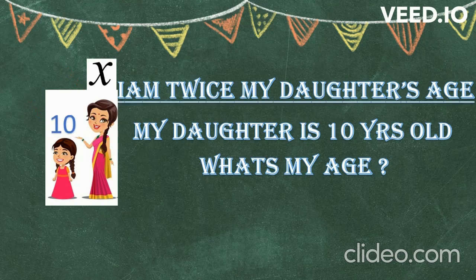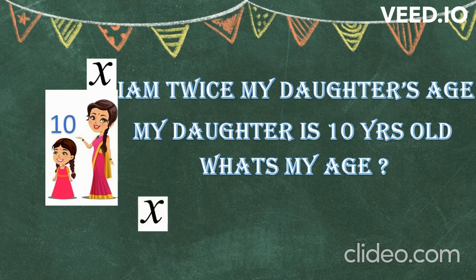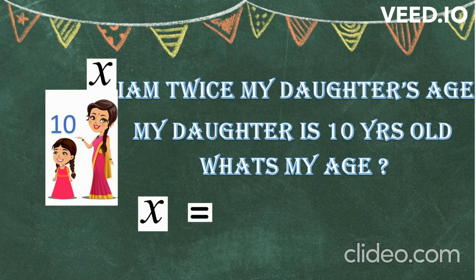The question says, I'm twice my daughter's age, right? So my age, which is X, will be twice that of my daughter's age, that is 2 times my daughter's age, which is 10. That comes to 20.